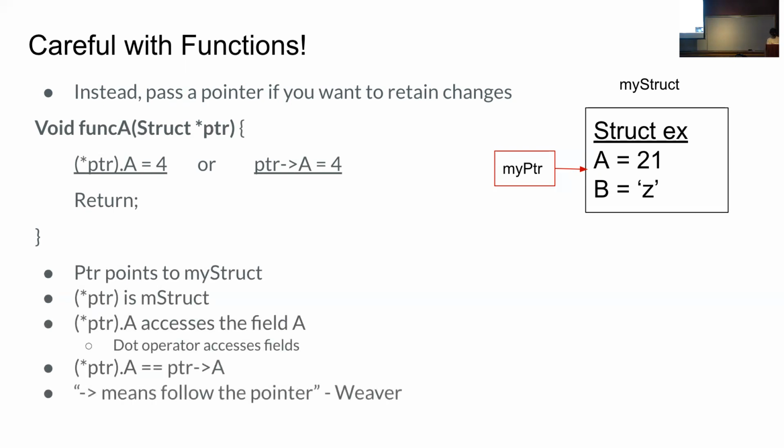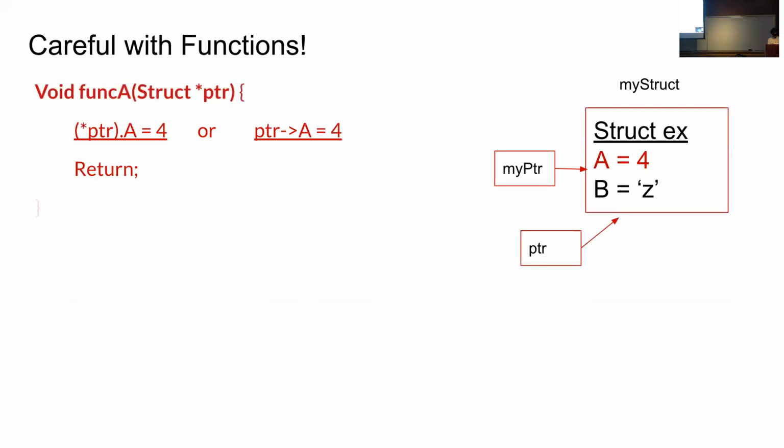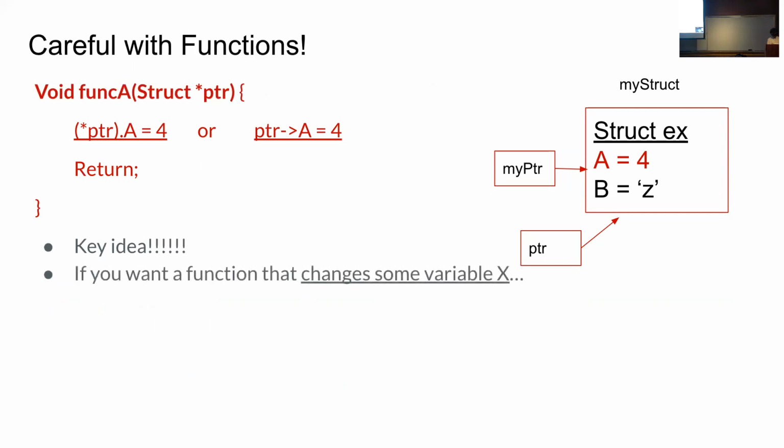Okay. So one way to remember the arrow operator, it just means follow the pointer to the field, okay? So now it works as we intended. So if you want a function that changes some variable x, the function should take in a pointer to x. Key idea, okay?